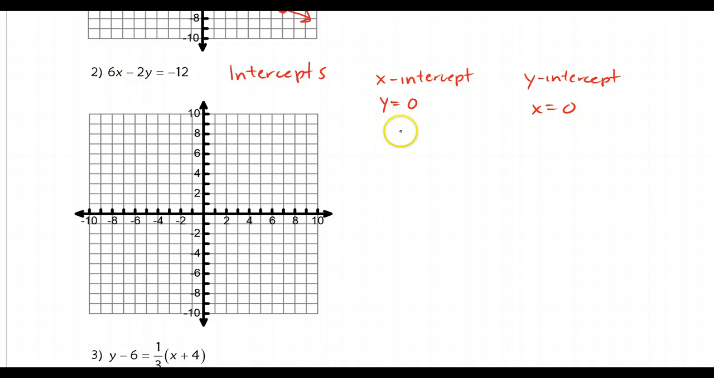So if y is equal to 0, then I end up with the equation 6x = -12. I solve and I get an x coordinate of -2.